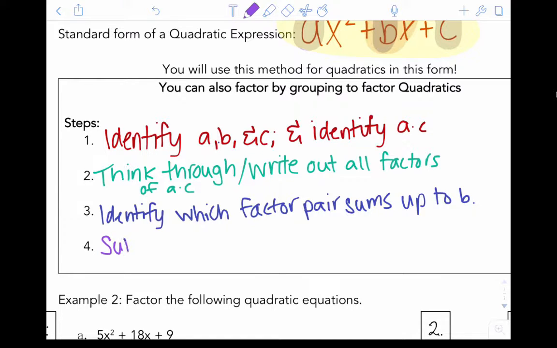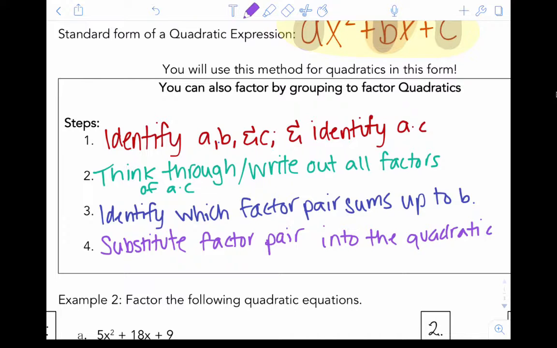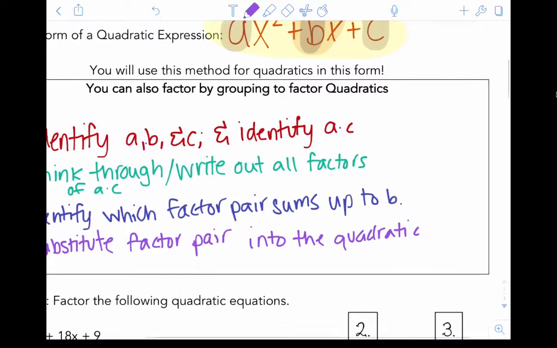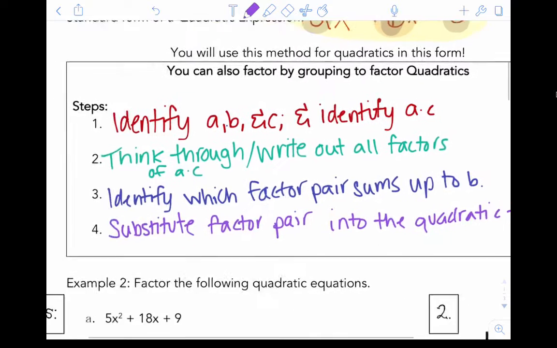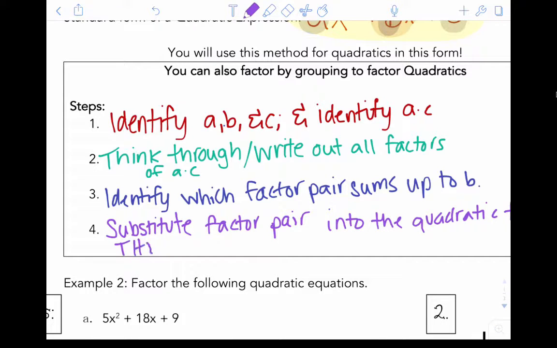So we're going to substitute our factor pair into the quadratic for b. Then once we do that, our final thing that we're going to do is we're going to factor by grouping. So this is what we've been doing. You've had a lot of practice with this. This is the simple part.